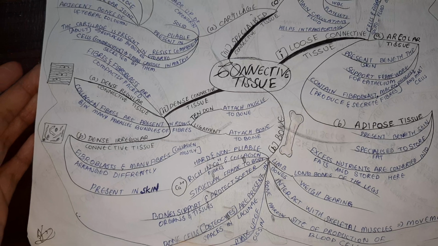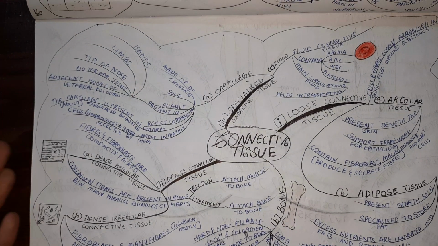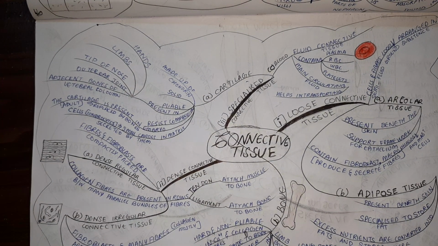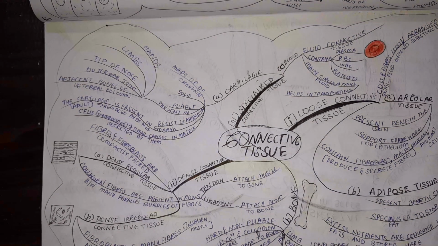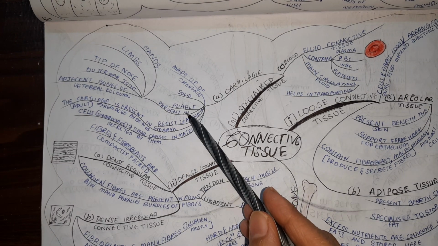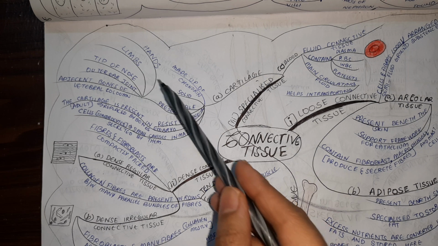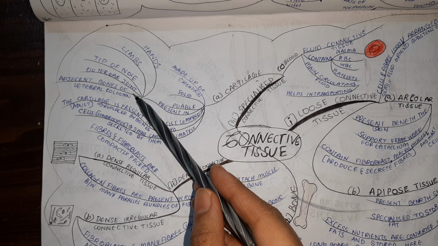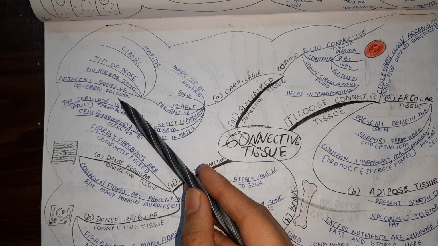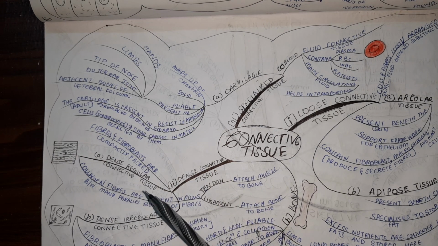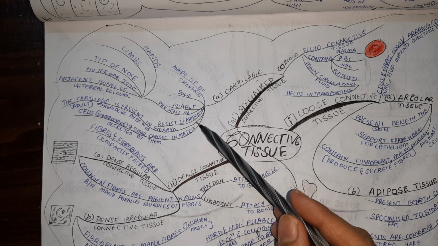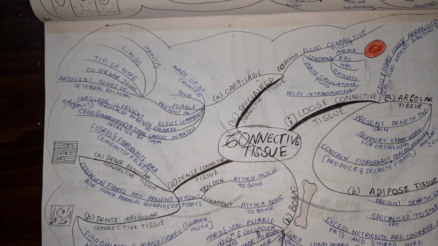We have another type of connective tissue which is specialized connective tissue, and this includes cartilage, bone, and blood. Cartilage is made up of chondrin. Chondrin is the fiber which is present in the cartilage connective tissue. It is solid, it is pliable, and it is present in hands, limbs, tip of nose, outer ear joint, and adjacent bones of the vertebral column. It resists compression. You cannot compress it.